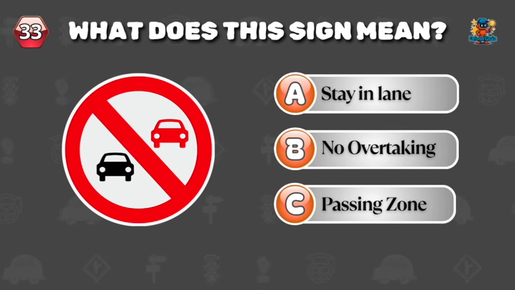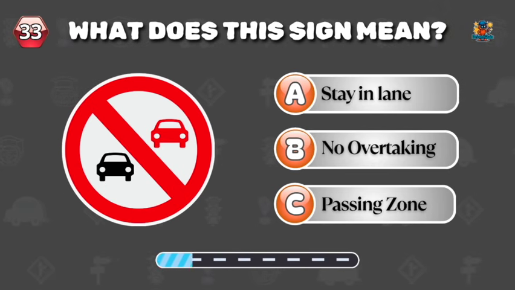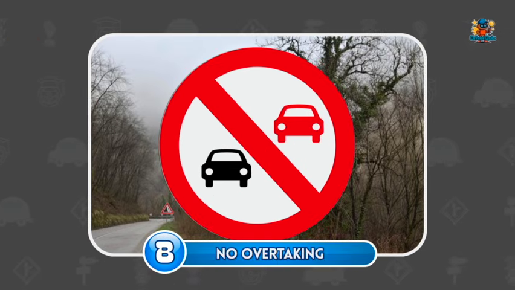Question 33. A. Stay in lane. B. No overtaking. C. Passing zone. B. No overtaking. Overtaking is not allowed in this area. Remain in your lane.